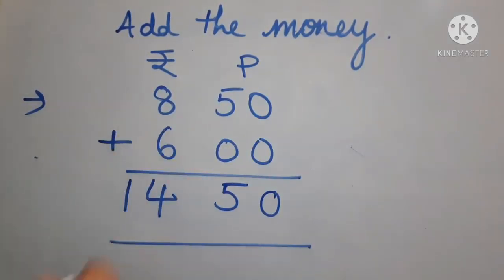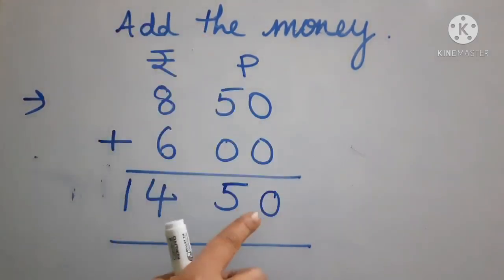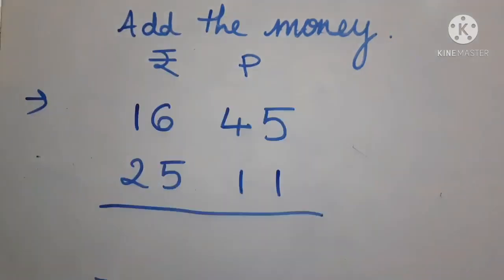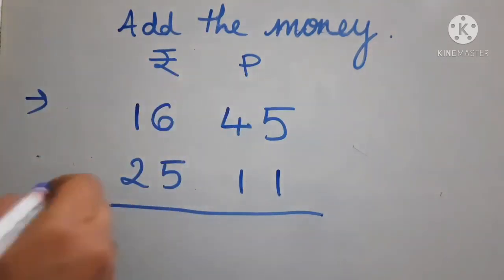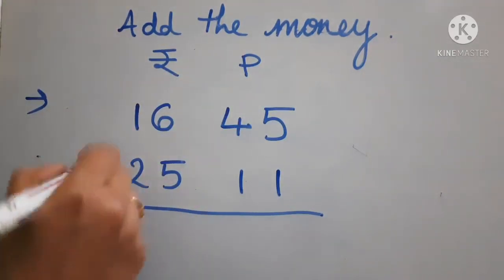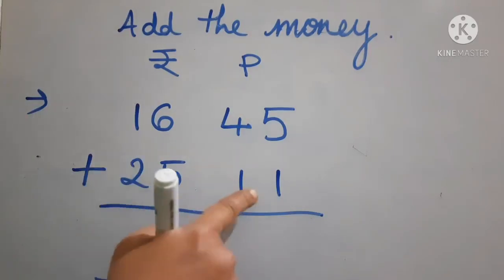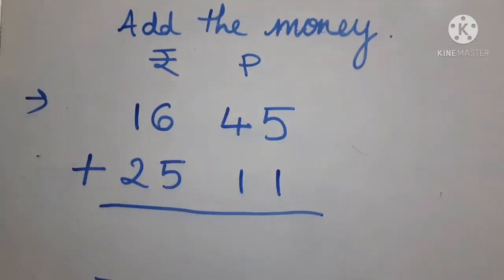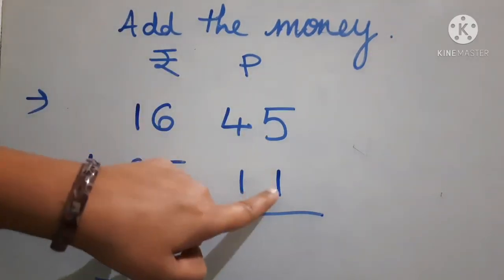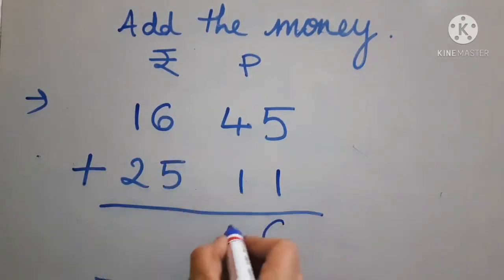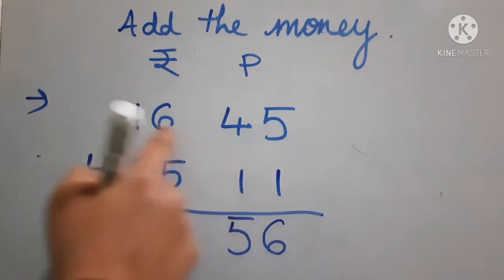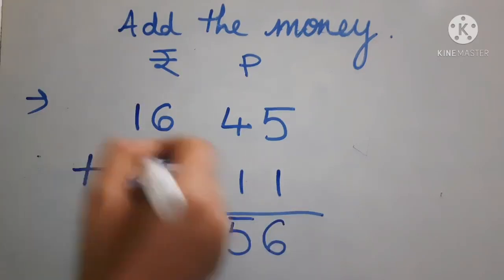So how much do we have now? 14 rupees 50 paise. Children, now we are going to add 16 rupees 45 paise with 25 rupees and 11 paise. Now see here, 5 plus 1 is 6. 4 plus 1 is 5. Now 6 plus 5 is 11.